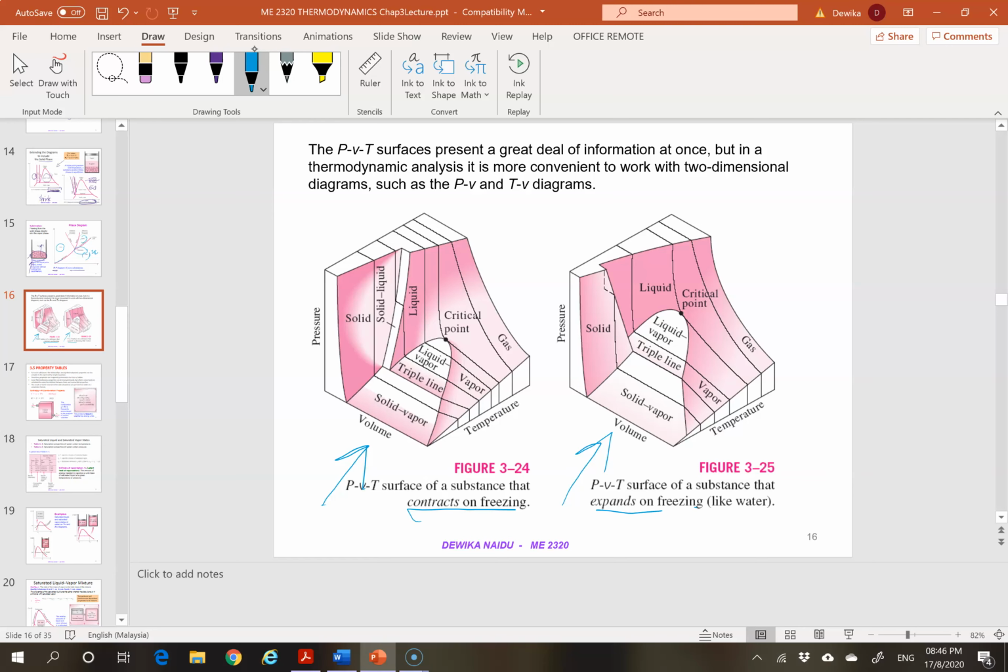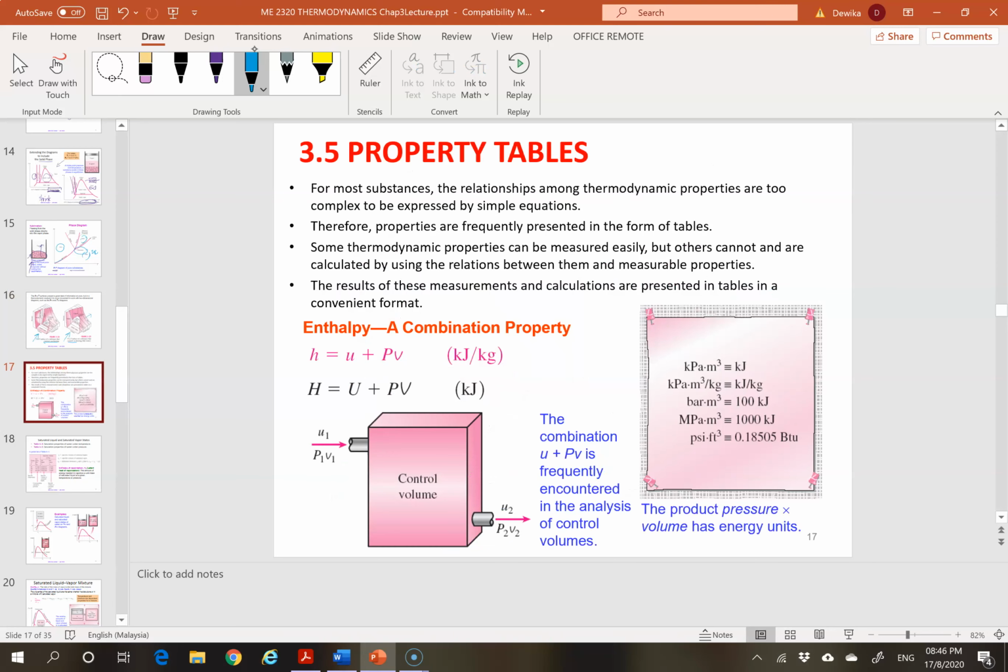Yeah, it looks very complicated, right? If you want to get numbers from here, it's going to be very, very difficult. That's the reason why we have property tables. We'll go into property tables in the next video.